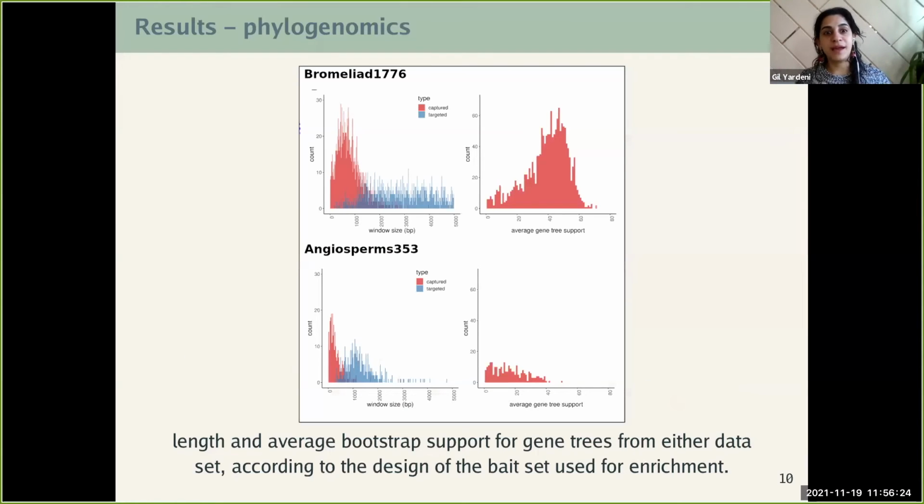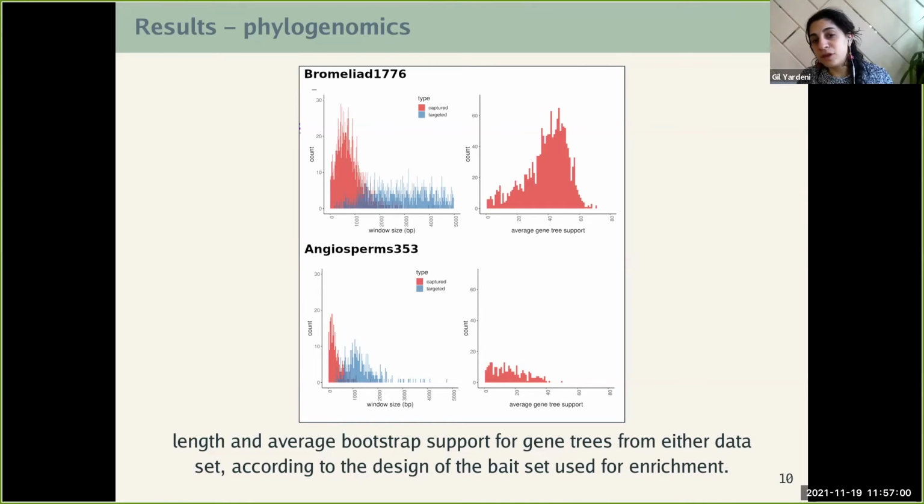And here we see on the left the length of the windows. We see in blue the length of the windows that we targeted, and in red we see the length of the windows that we captured. And on the right we see the average gene tree bootstrap support. And what we see is that the length of the windows that we targeted and also that we captured is much, much higher for our taxon-specific kit, more than twice the size. And the average gene tree support was much, much lower for the universal kit. The average was around 10, which is very low.